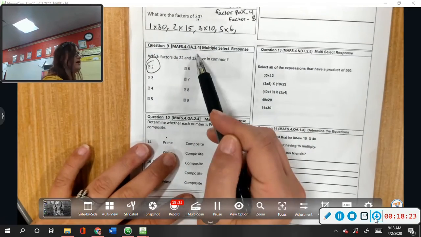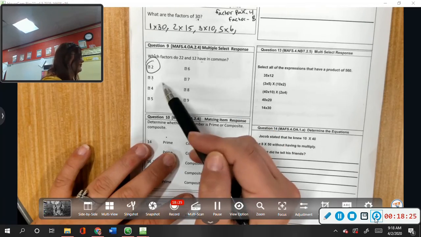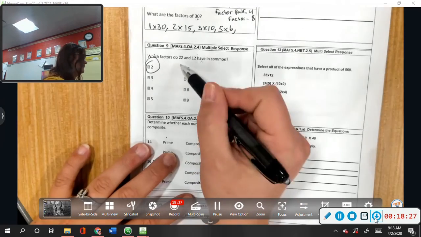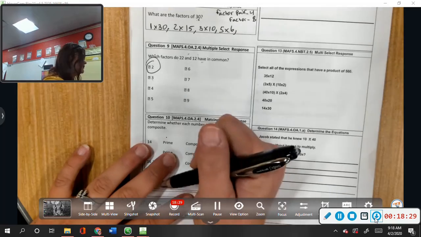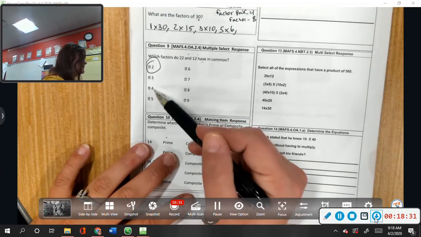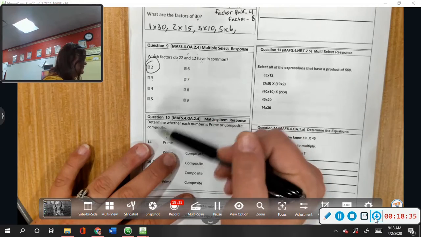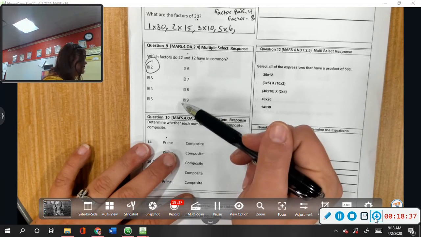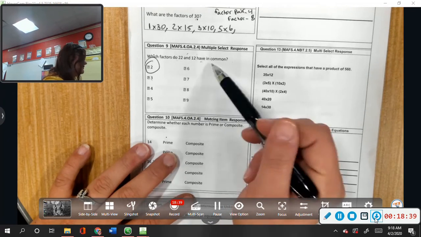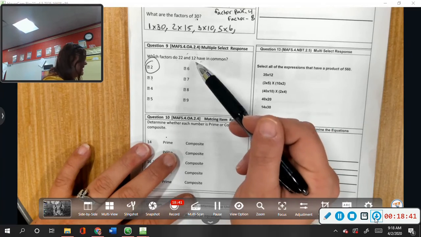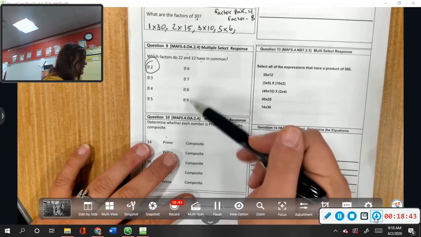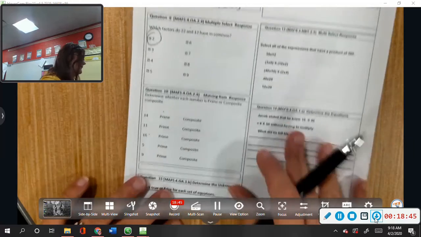They do not go into 3. 3 goes into 12, but 3 does not go into 22. 4 goes into 12, but 4 does not go into 22. 5 doesn't go into either. 6 only goes into 12. 7 doesn't go into either. 8 doesn't go into either, and 9. So it's just the 2.